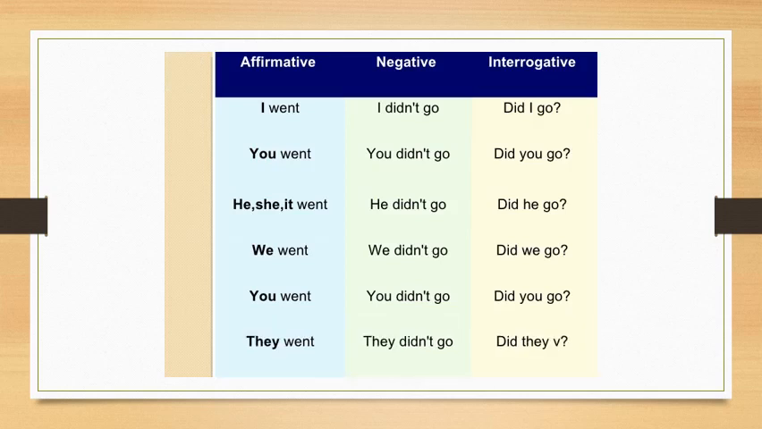Now let's see the irregular verbs formation with the other subjects, as in I went, I didn't go, did I go? You went, you didn't go, did you go? He, she, it went, he didn't go, did he go? We went, we didn't go, did we go? You went, you didn't go, did you go? They went, they didn't go, did they go?